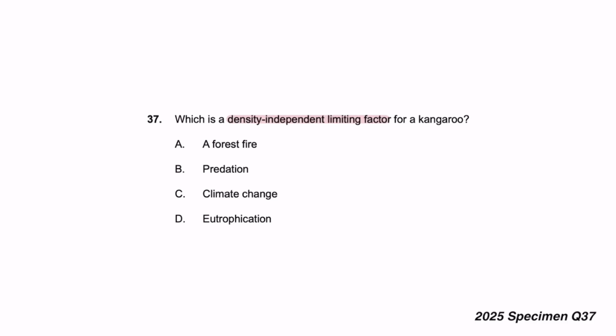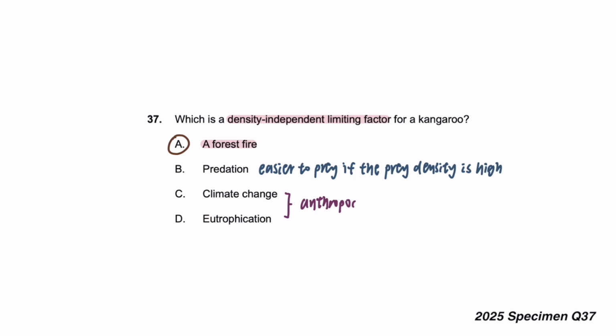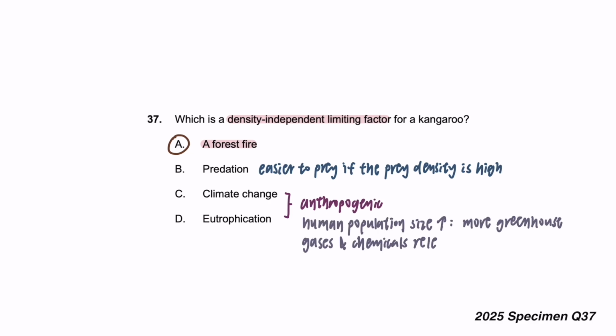Density-independent limiting factors can affect the growth of a population regardless of the population density. Forest fire is one of them because it will happen no matter whether the population size is large or small. Predation is a density-dependent factor for prey population because it would be easier for predators to prey when the prey density is high. Climate change and eutrophication are anthropogenic. When the human population increases, more greenhouse gases and chemicals will be released. Therefore, other populations will be affected by these changes. So they are also density-dependent factors.